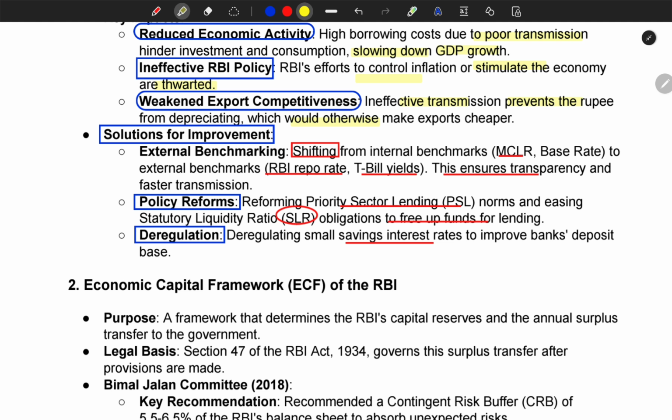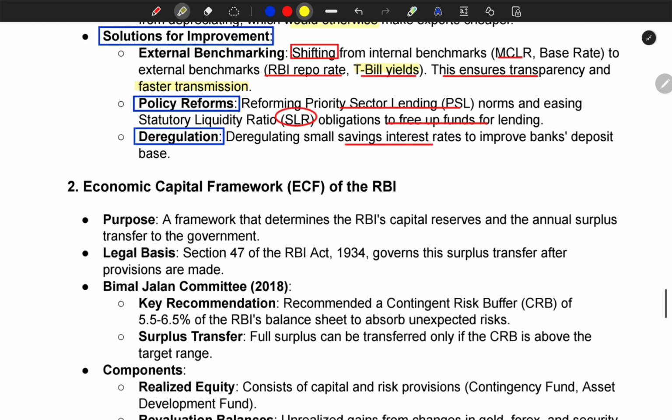Solution for improvement: external benchmarking, shifting from internal benchmarks like the MCLR and base rate to external benchmarks like the RBI repo rate and T-bill yields. This ensures transparency and faster transmission. Policy reforms: reforming priority sector lending (PSL) norms and easing statutory liquidity ratio (SLR) obligations to free up funds for lending. Deregulation: deregulating small saving interest rates to improve banks' deposit base.